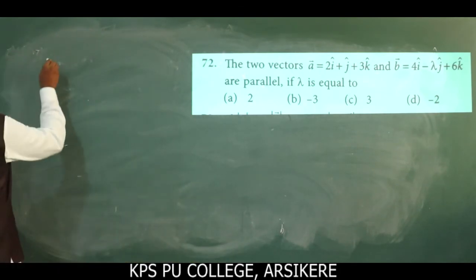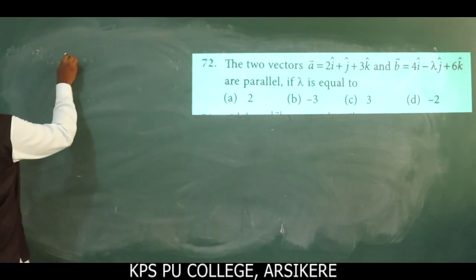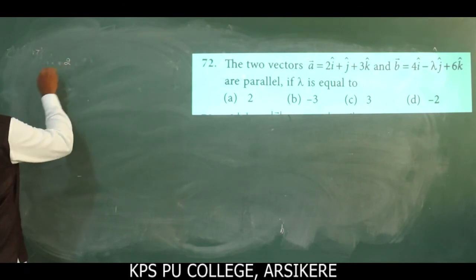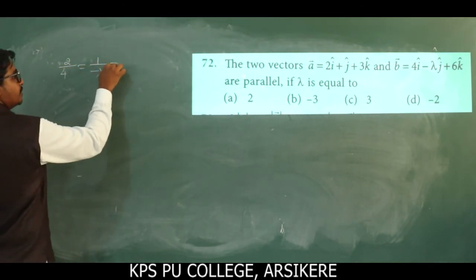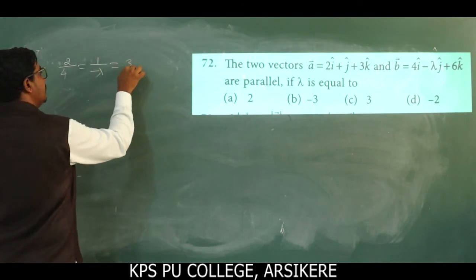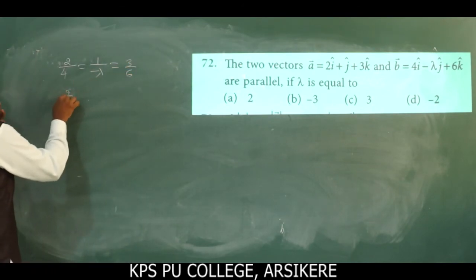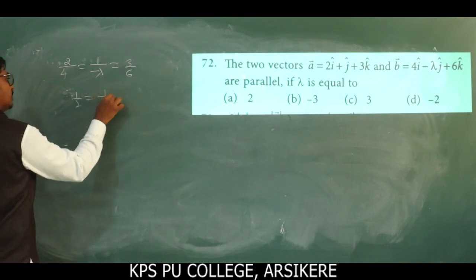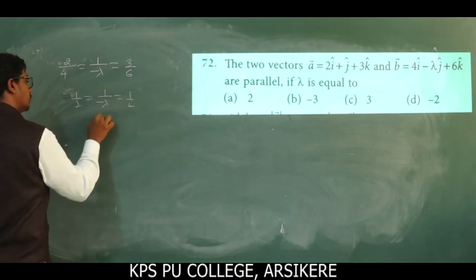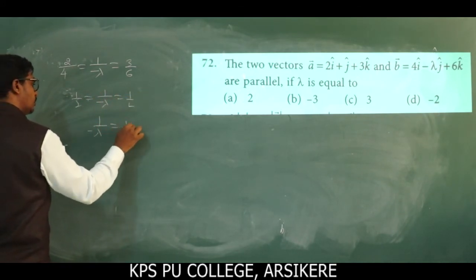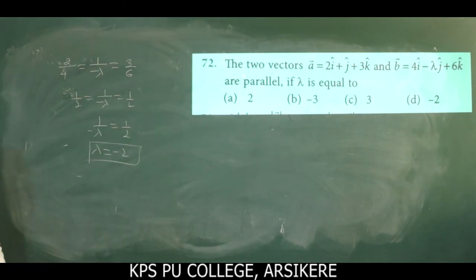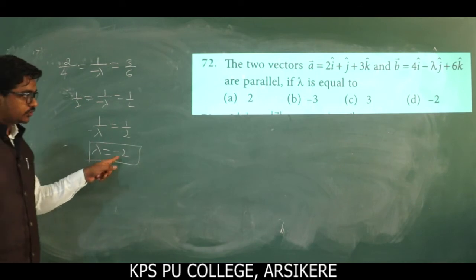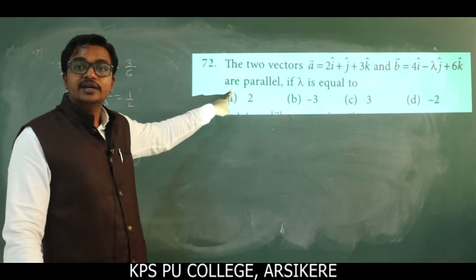It means the scalar components of i, j, k of vector A: 2 divided by 4 is equal to 1 divided by minus lambda is equal to 3 divided by 6. Therefore 1 by 2 is equal to 1 by minus lambda is equal to 1 by 2. So 1 by minus lambda is equal to 1 by 2, lambda is equal to minus 2. This is our answer. If lambda is equal to minus 2, then these two vectors are parallel.